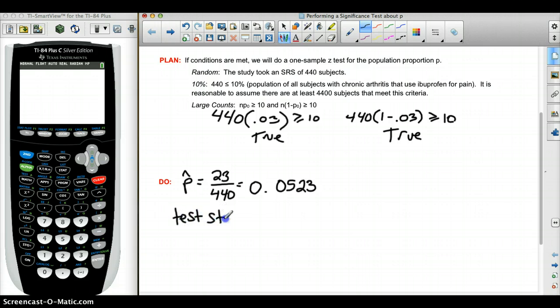Okay, so after you find your p-hat, or your proportion here, you need to find your test statistic. When you're finding your test statistic, remember, it doesn't say test statistic exactly on your reference sheet, but you're essentially doing a z-score. It's on your reference sheet, but it's stated differently.